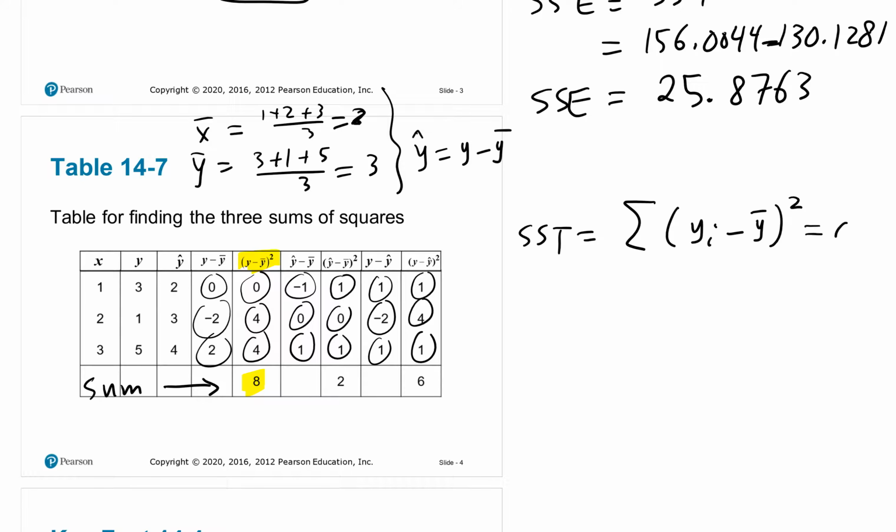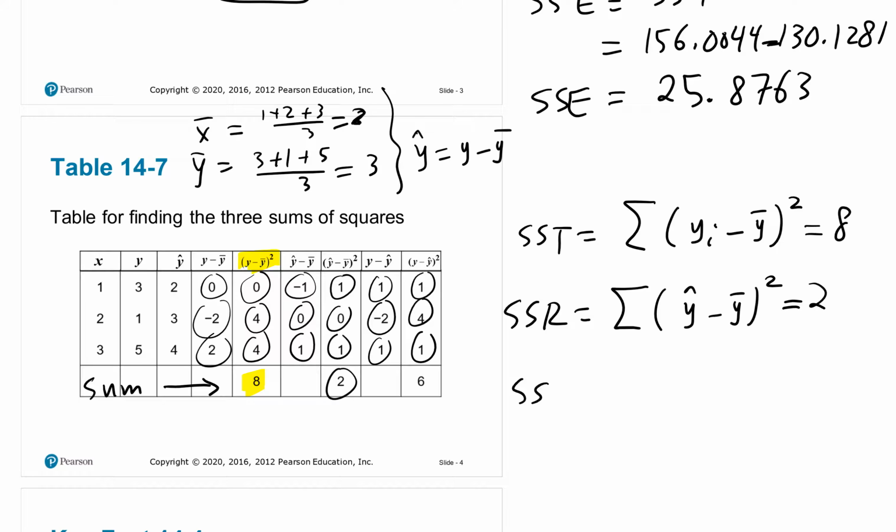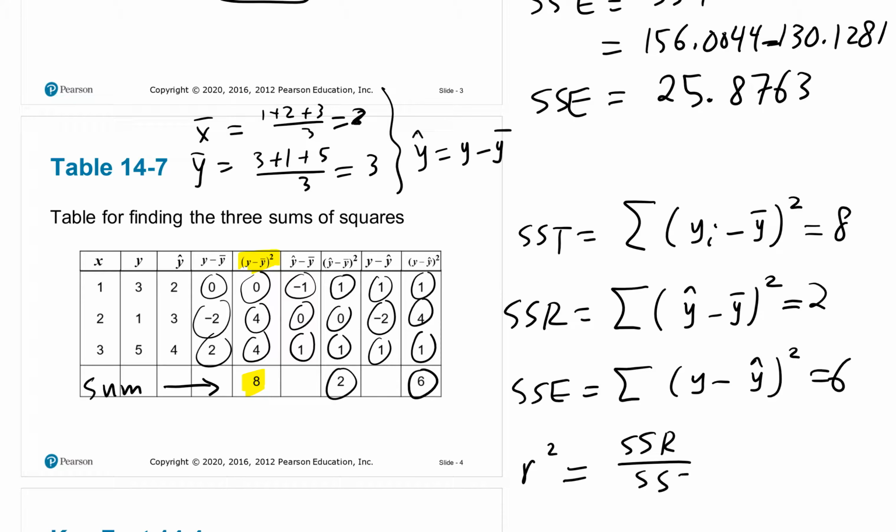Now, if I want to find SSR, it's good to write down the formula: the sum of (y hat minus y bar) squared. And what is that? It's this, 2. And if I want to find SSE, you can subtract them or find the sum of (y minus y hat) squared, which is this one, 6. From these, I can find r squared, SSR divided by SST.